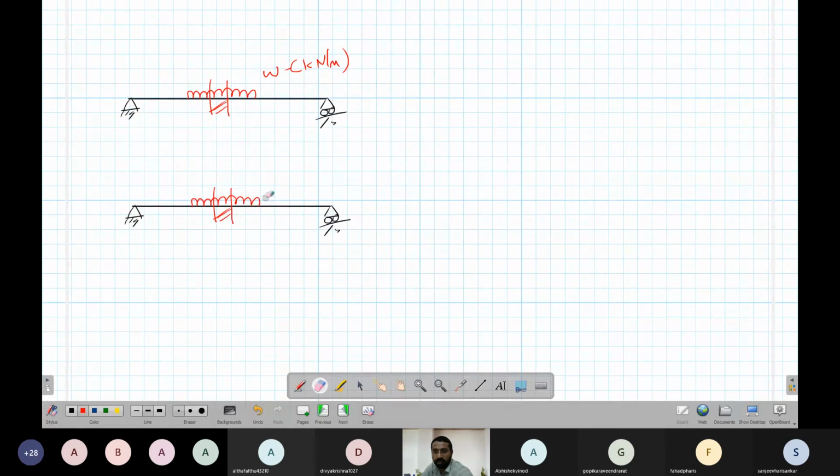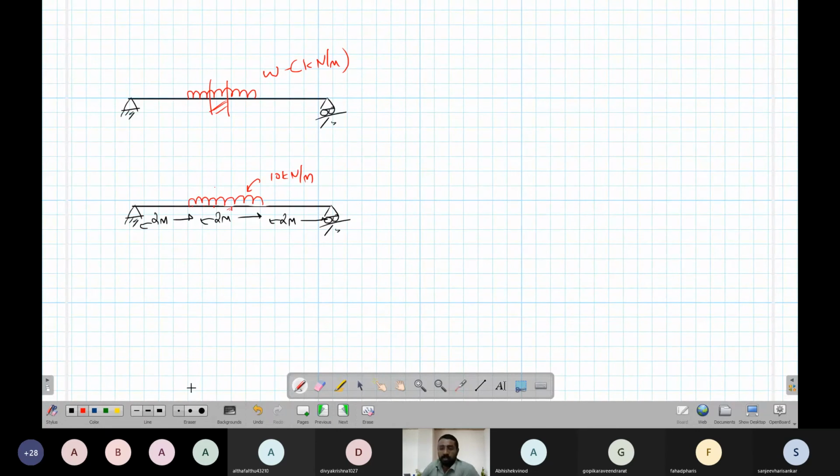For example, if you have to use numbers, this concept of UDL is very important. Let's say there is a UDL here. Let's say this is 2 meters, this is again 2 meters, and this is 2 meters. And this UDL value is, let's say, 10 kilonewton per meter.